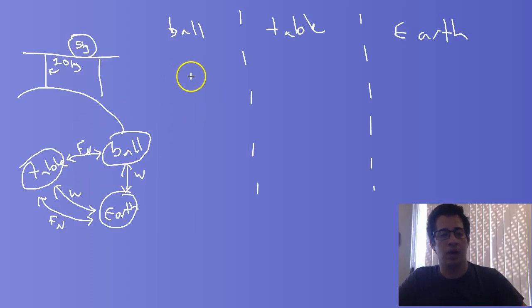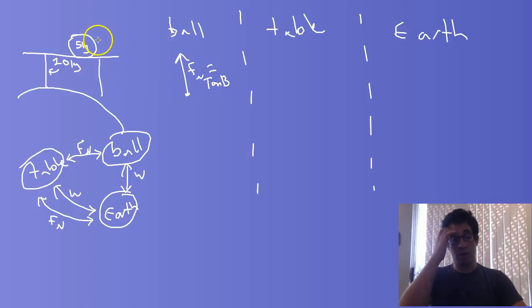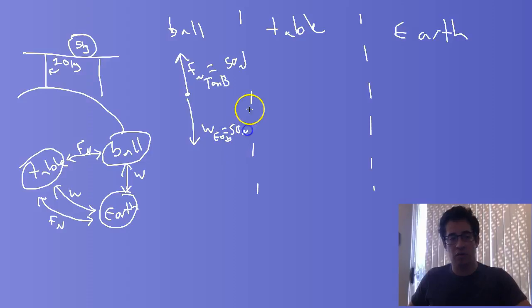So when we draw a free body diagram, we don't draw the third law pairs because we're only drawing forces external to the object. We're not drawing the forces the object exerts on something else. But so you can see the ball has two forces. We have the normal force from the table on the ball equal to the ball's weight of 50 newtons. And then we have the downward force from the weight of the ball, from the Earth on the ball, also equal to 50 newtons.